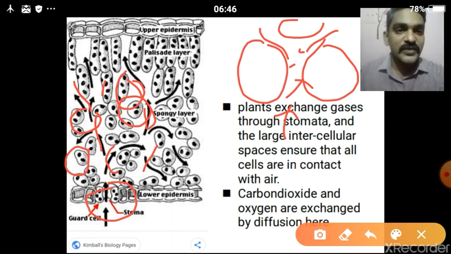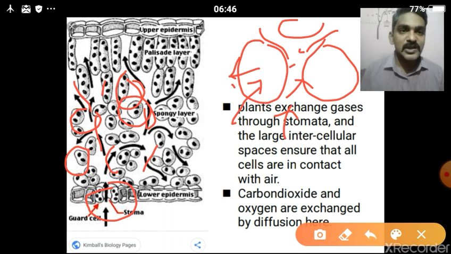Through diffusion. Diffusion means, you can see here, in and out through the cell wall and the cell membrane. Through simple diffusion, the movement of gaseous molecules will be taking place. So this is in the case of plants. There is no specific organ like lungs in the case of humans. Plants, through simple diffusion only, the exchange of gases will be taking place.